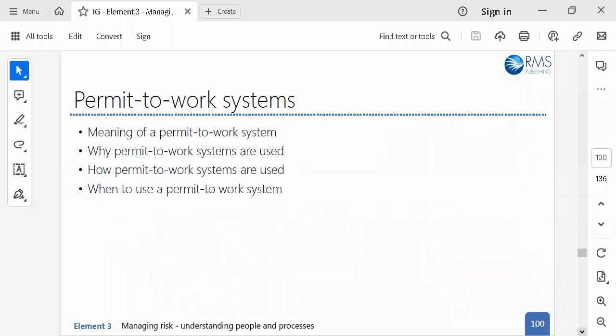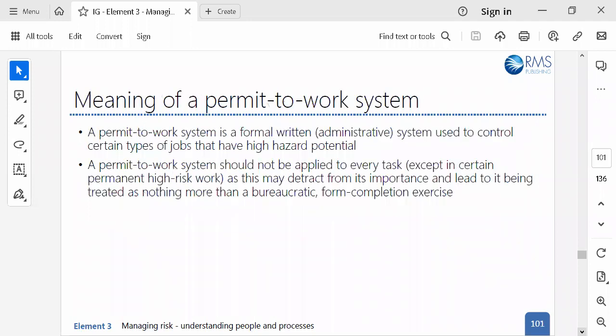Then the permit to work system. Why permit to work systems are used, how they are used, and when to use a permit to work system, one by one we will discuss. First, the meaning of a permit to work system.